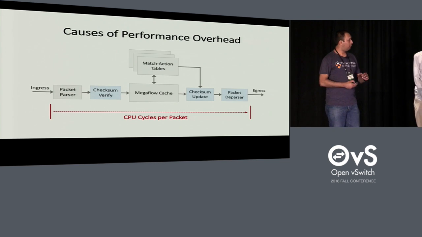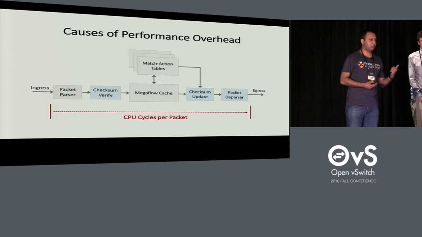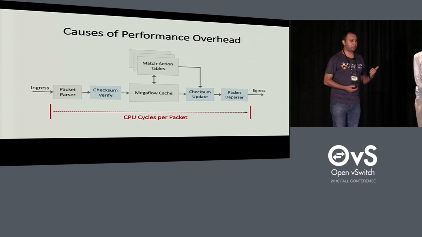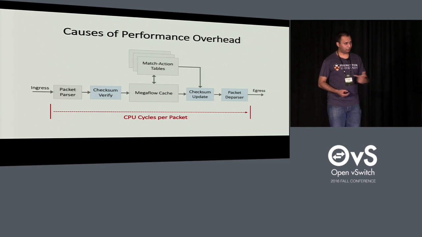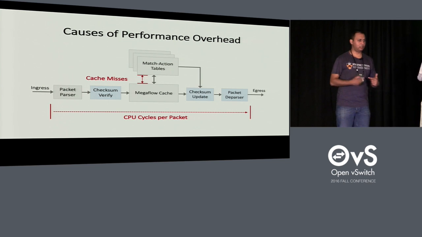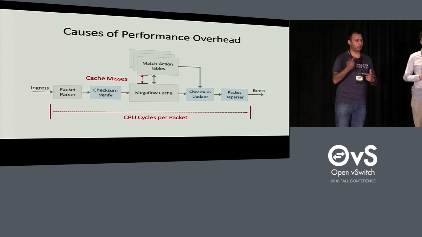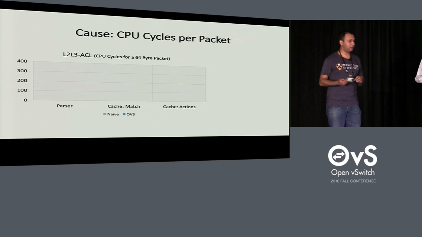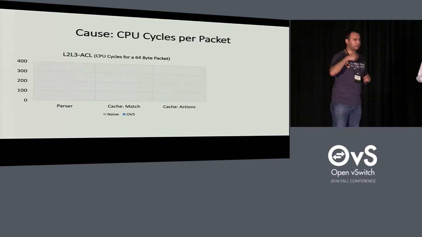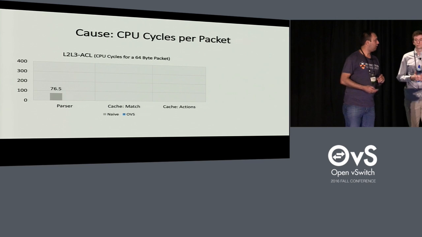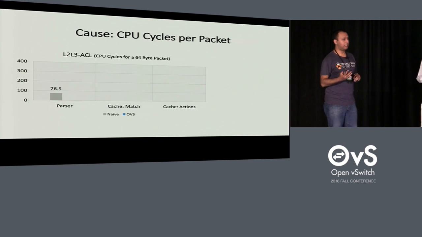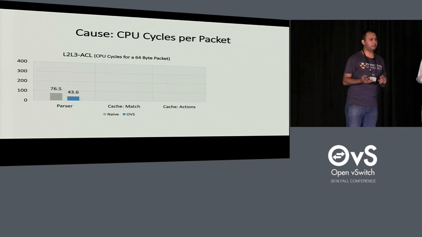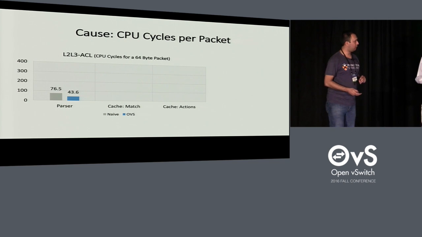We found there are two main reasons why this was happening. One was the CPU cycles per packet that we were consuming in the pipeline, and the other was the cache misses, meaning how often the packet is going to the slow path. For the CPU cycles, we found for the sample application that we used that the parser was taking 76.5 cycles for the PISCES case, whereas it was taking 43 cycles for the native OVS case.